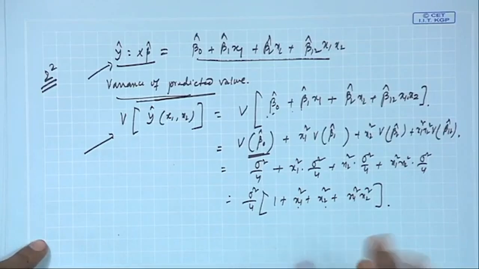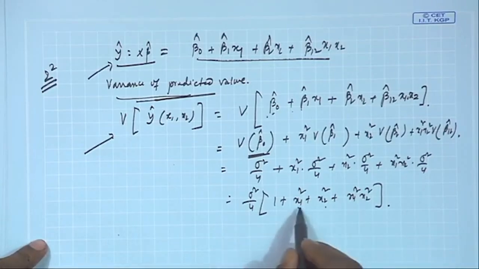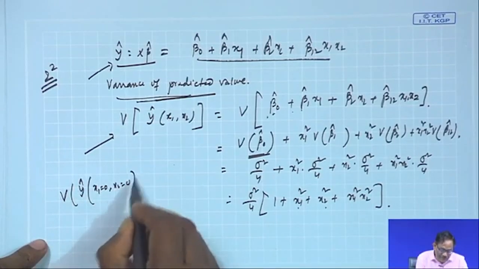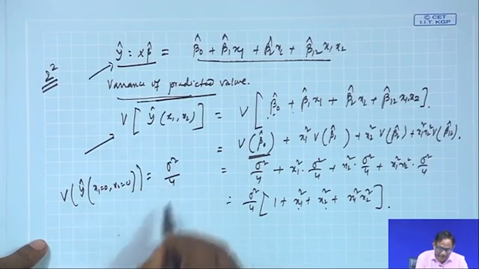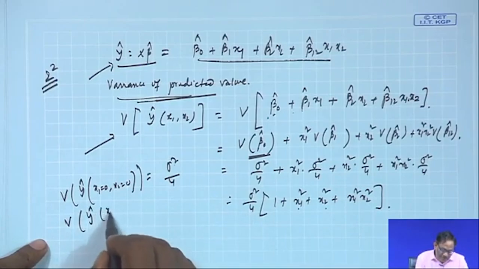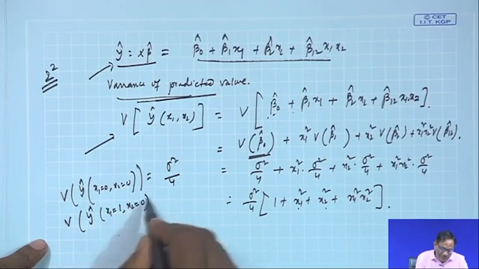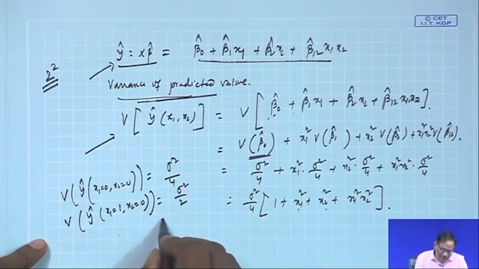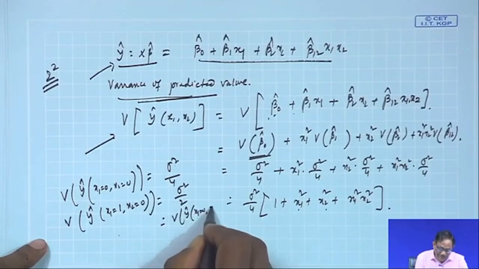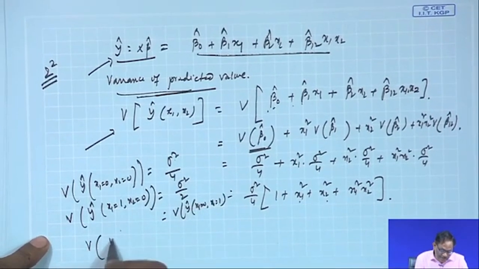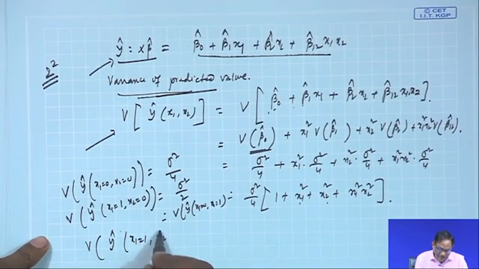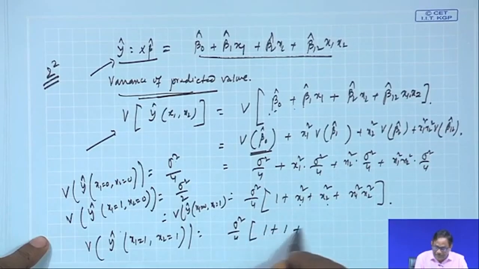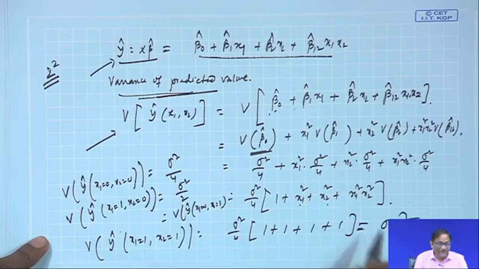Suppose x 1, x 2 are 0, 0, what will happen? Then the variance of y cap given x 1 equal to 0, x 2 equal to 0 is sigma square by 4. If the variance of y cap at x 1 equal to 1, x 2 equal to 0, this will be sigma square by 2, or other way, this is equal to the variance of y cap at x 1 equal to 0 and x 2 equal to 1. If we put x 1 equal to 1 and x 2 equal to 1, this is sigma square by 4 into 1 plus 1 plus 1 plus 1. So, this will become sigma square.